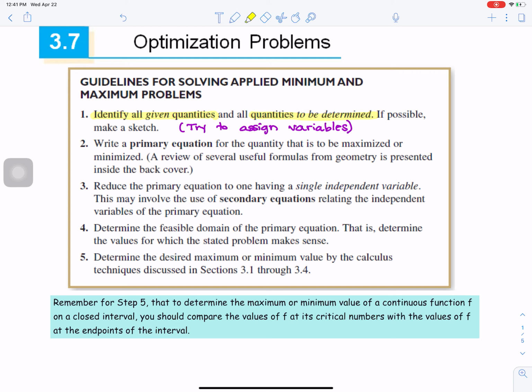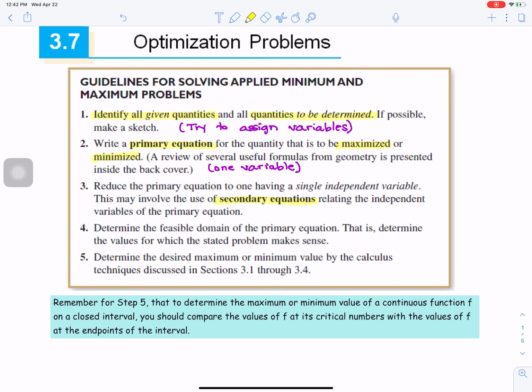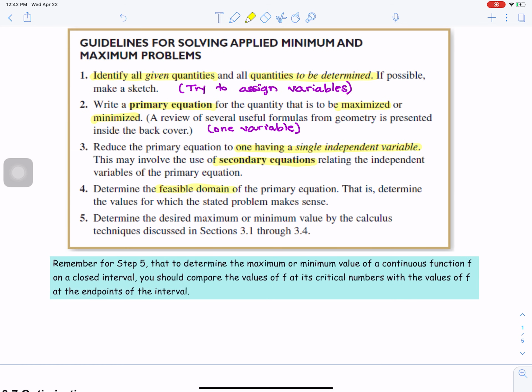You're usually going to get two types of equations. You're going to get a primary equation, which is the one that you're trying to maximize or minimize, and we want that to only have one variable in it. Okay, so it'll be the variable that you're trying to maximize or minimize, and then one variable on the other side. The secondary equation is used to sometimes help us turn that primary equation into having only one single independent variable. Sometimes if you're not given a secondary equation, that means you're able to find an equation with only one independent variable. You want to come up with a feasible domain.